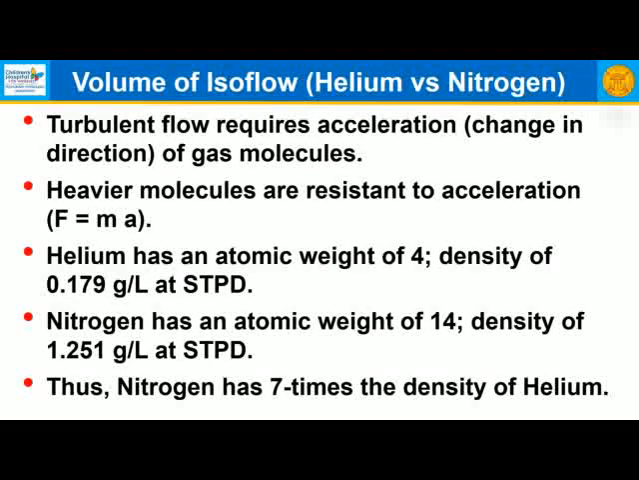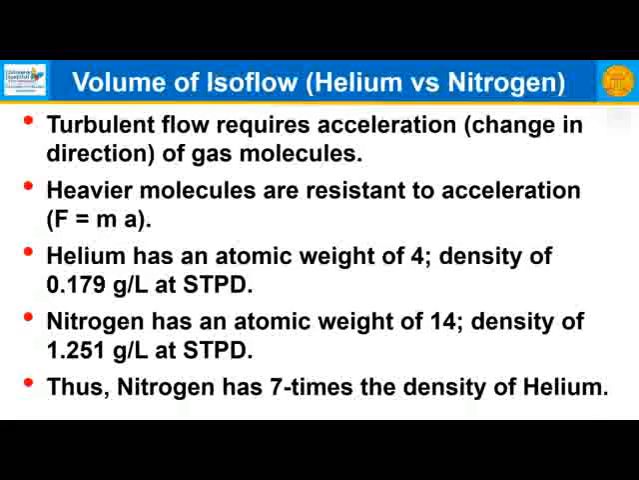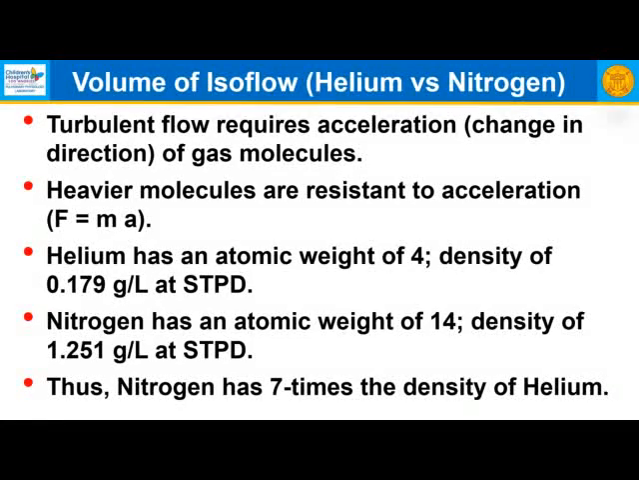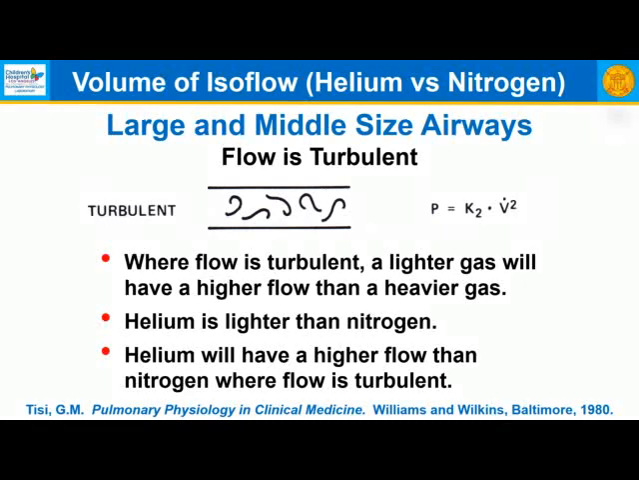Helium has an atomic weight of 4 and a density of 0.179 grams per liter at STPD. Nitrogen, which is 80% of air, has an atomic weight of 14 and a density of 1.251 grams per liter STPD. So nitrogen has 7 times the density of helium. In large and middle-sized airways where flow is turbulent, a lighter gas will have a higher flow than a heavier gas. Helium is lighter than nitrogen, so helium will have a higher flow than nitrogen where flow is turbulent.